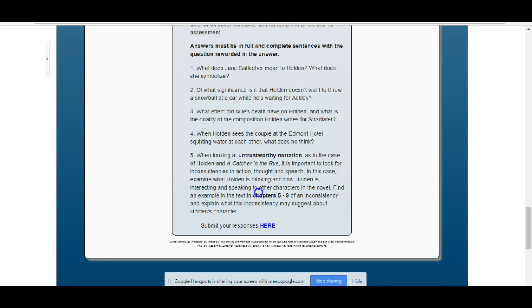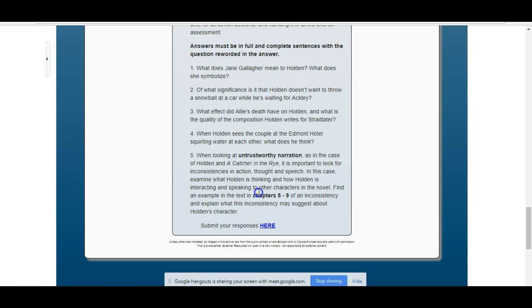What is the significance that Holden doesn't want to throw a snowball at a car while he's waiting for Ackley? What effect did Allie's death have on Holden, and what is the quality of the composition Holden writes to Stradlater? When Holden sees the couple at the Edmont Hotel squirting water at each other, what does he think? These are questions that I'm hoping you will take the time to dig a little deeper on, and not just answer superficially.